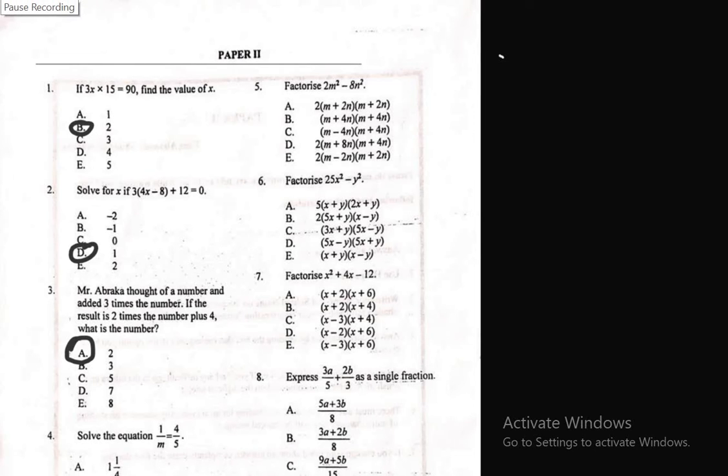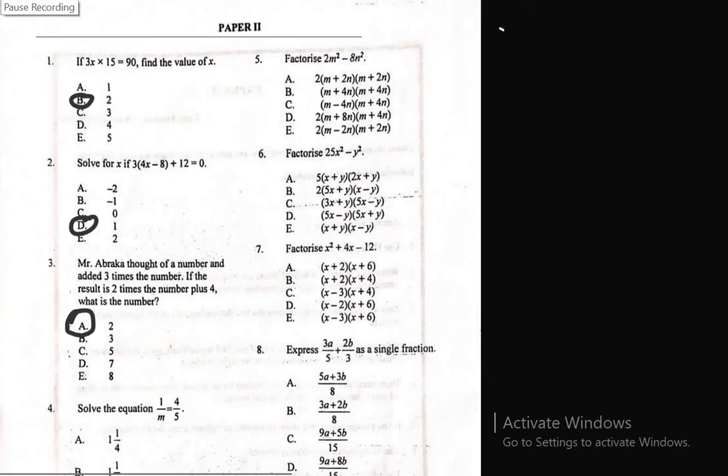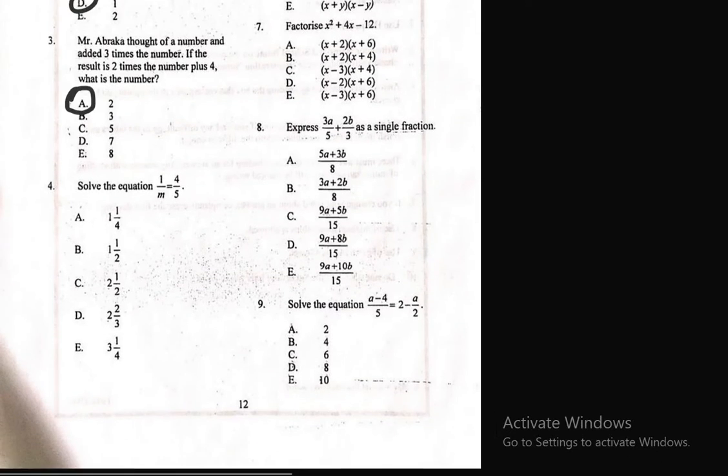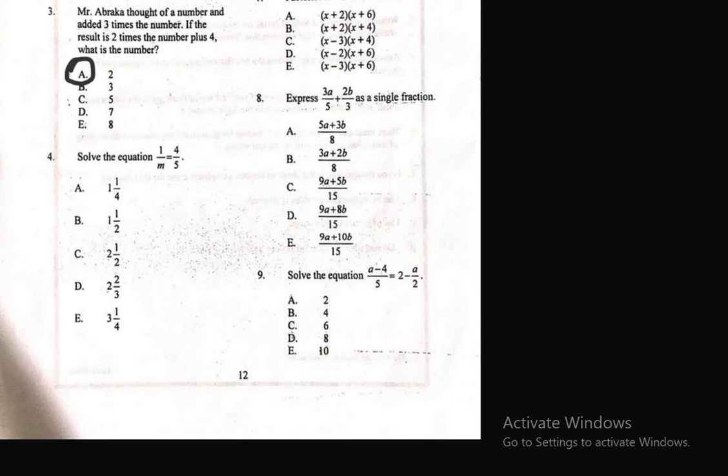Alright, let's move over to question 4. Question 4, as you can see, says solve the equation 1 over m equal to 4 over 5. For a question like this, the first thing you must do is to cross multiply. So m times 4 will give us 4m equal to 5 times 1 is 5.